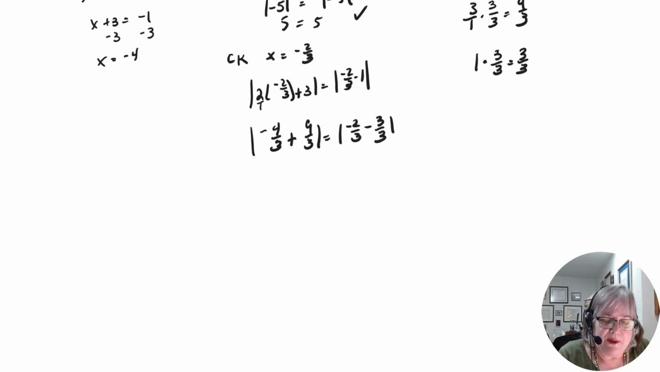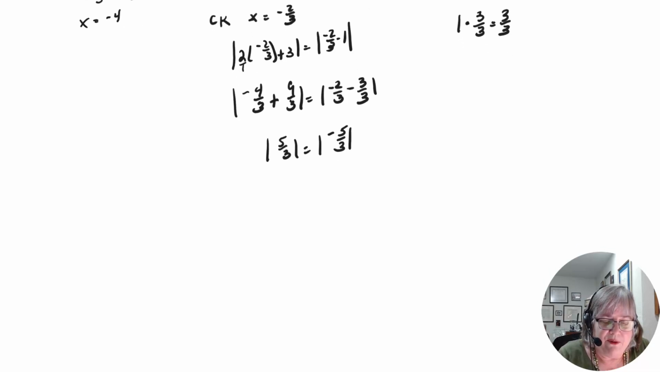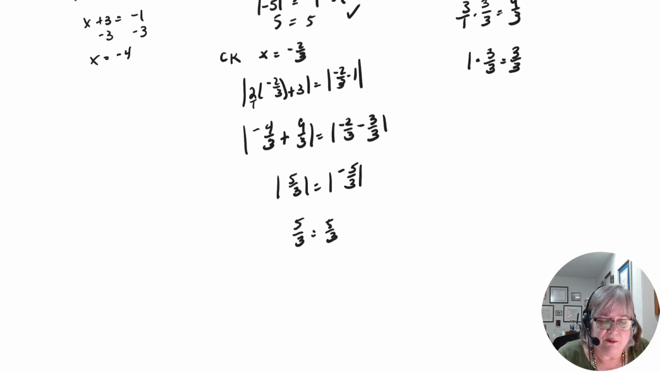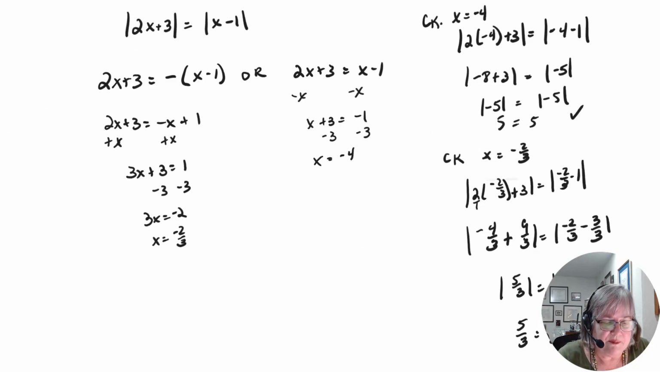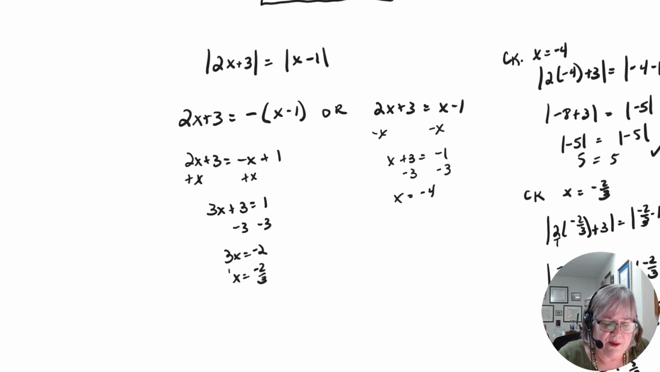Negative 4/3 plus 9/3 is 5/3. And negative 2/3 minus 3/3 is negative 5/3. And so 5/3, okay, is equal to 5/3. So they both check. So my answers are x is minus 2/3 and x is minus 4.